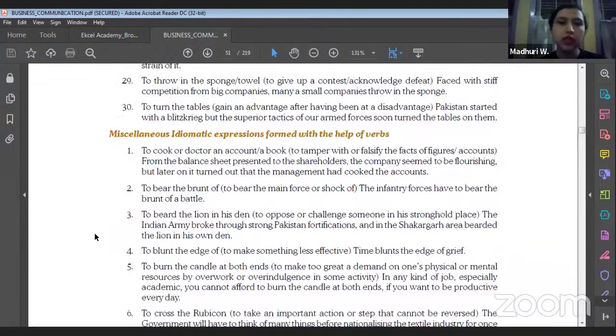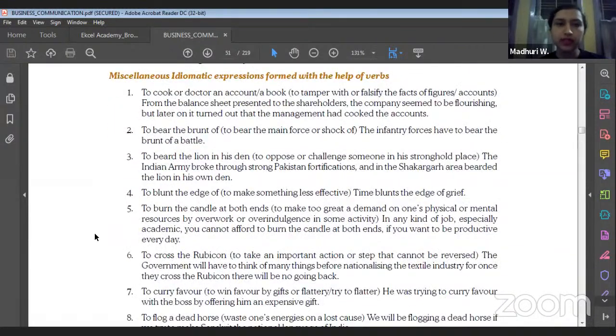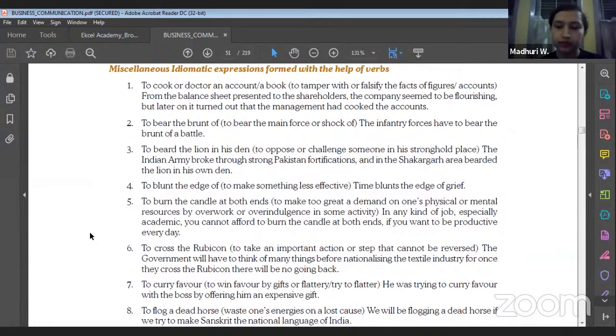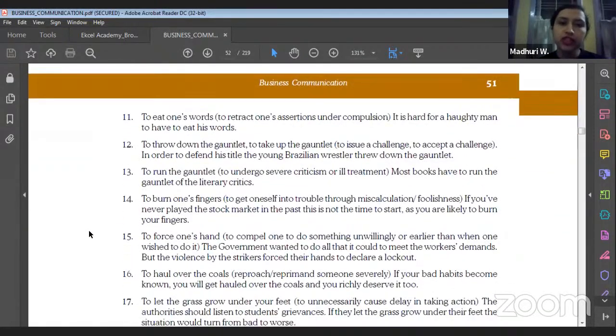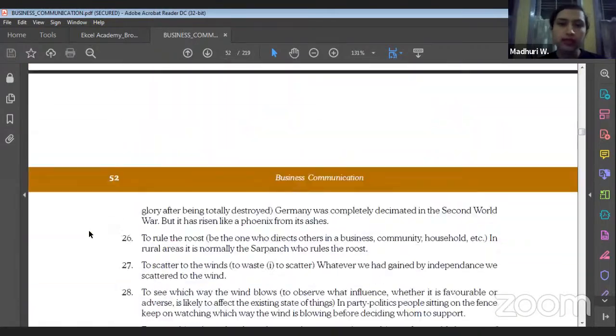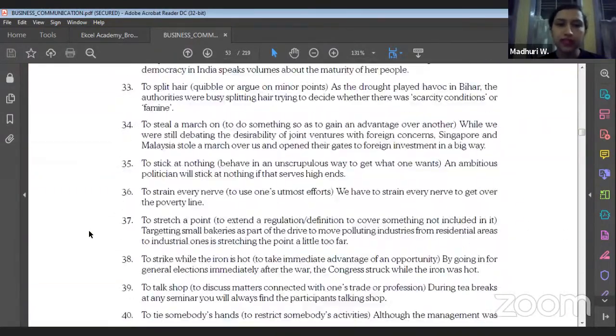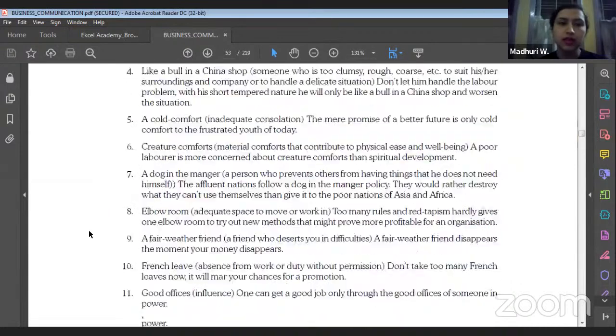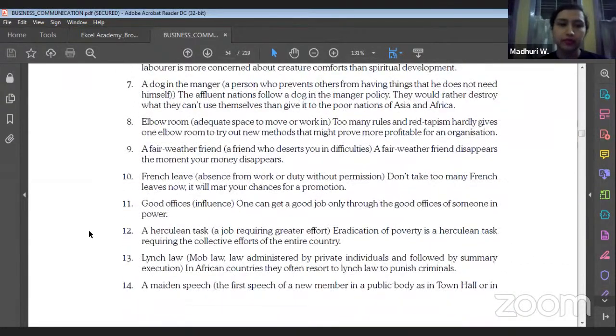So similarly, you have a lot of these idiomatic expressions here. For example, to bear the brunt of means to bear the main force or shock of. To blunt the edge of is to make something less effective. For example, time blunts the edge of grief. So my suggestion is to go through these idiomatic phrases and expressions because this will definitely help.